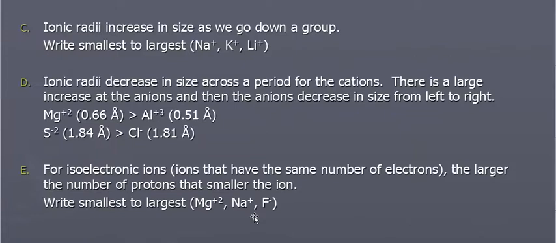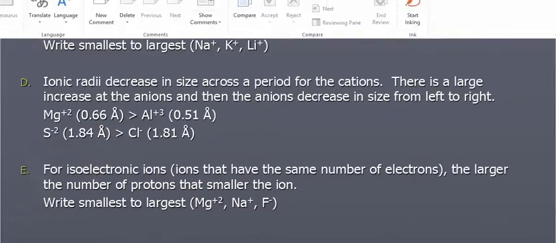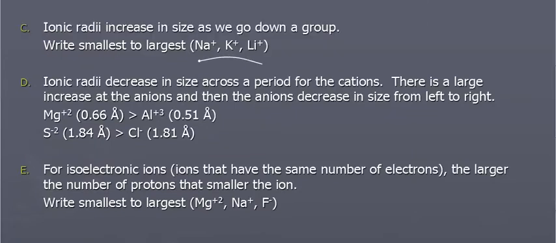Ionic radii increase as we go down a group. So if I'm comparing these three ions here, from smallest to largest, the smallest would be lithium. It's closer to the top of the periodic table. And then sodium and potassium ion would be the largest of those three.